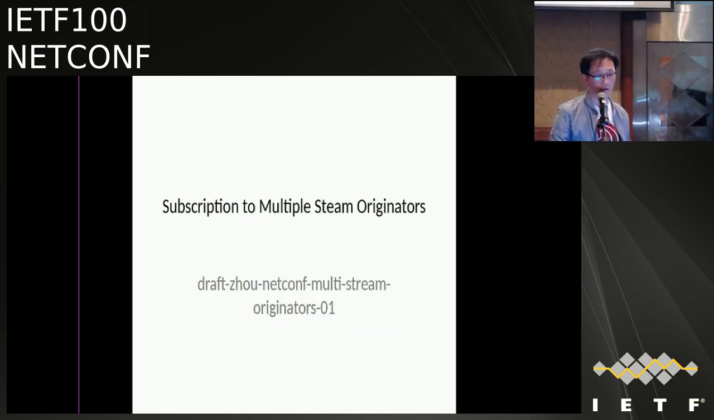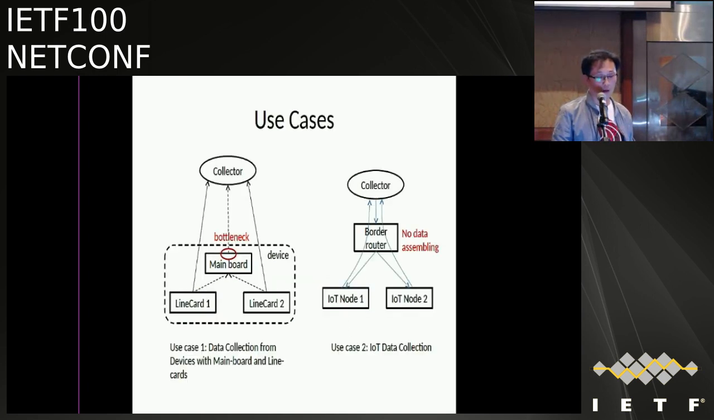Then the next draft is for the multi-stream originators. Here, firstly, we begin with the two use cases. The use case one is for the device which is designed as a distributor for mainboard and multi-line card. For multi-line card, all the data may be generated from the line cards.